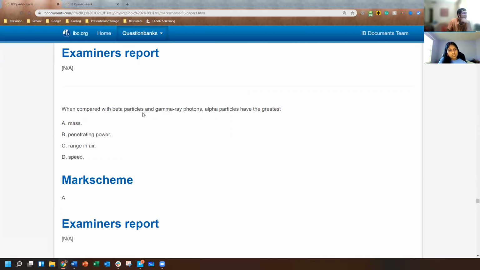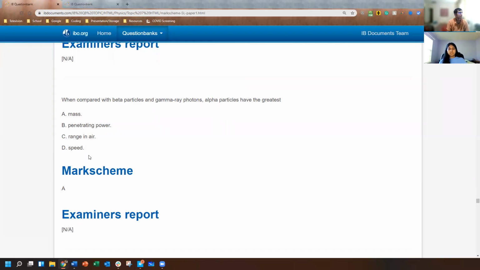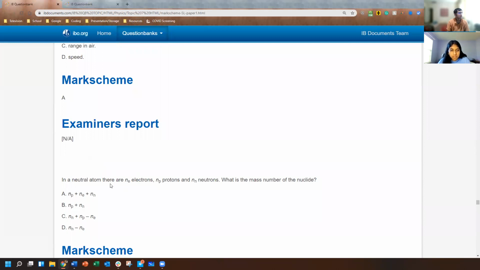Compared with beta particles and gamma ray photons, alpha particles have the greatest mass. Because they have the greatest mass, we could have figured that out. But they also have the lowest range in air, right? They interact the most. And the lowest penetrating power. Most penetrating, yeah. And the lowest speed, yeah. And lowest speed. Okay. What is the mass number of the nuclide if there's this many electrons, protons, and neutrons? Yeah. Speed.